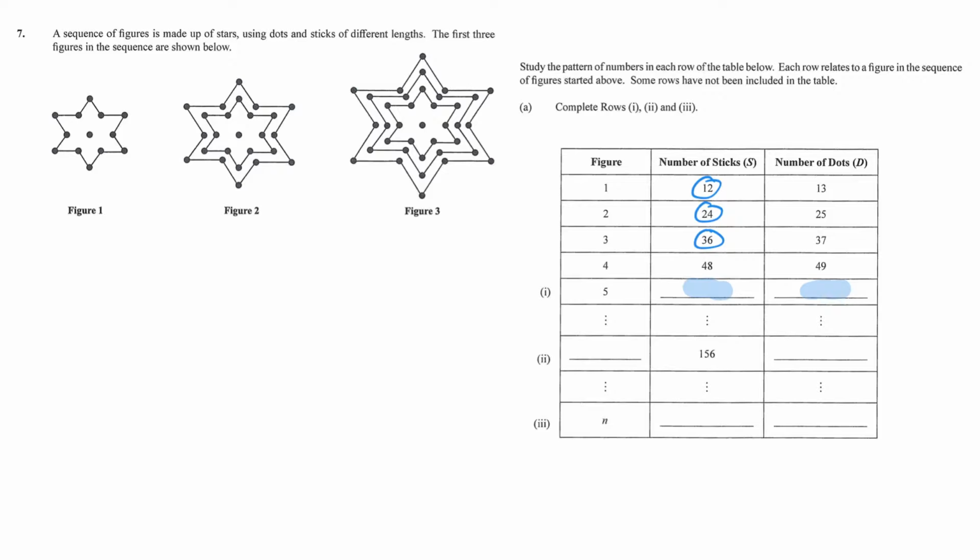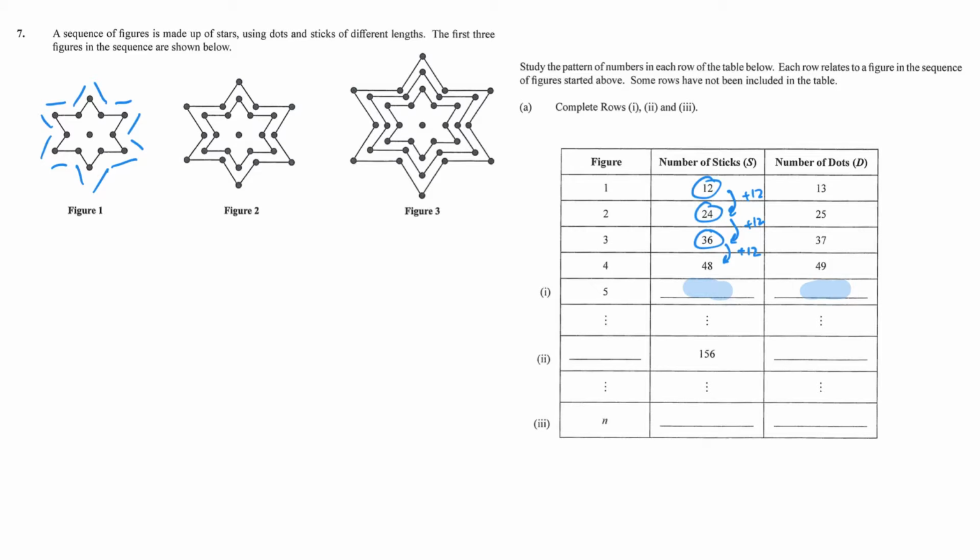A pattern that you might observe is that each time the number of sticks goes up by 12. To get from 12 to 24, we add 12. To get from 24 to 36, we add 12. And to get from 36 to 48, we add 12. And this should make sense to us because going from one figure to the next, all we're doing is adding in a larger star. So going from figure 1 to figure 2, I add a larger star, so that's 1 stick here, 2 sticks here, 3, 4, 5, 6, 7, 8, 9, 10, 11, 12 more sticks.